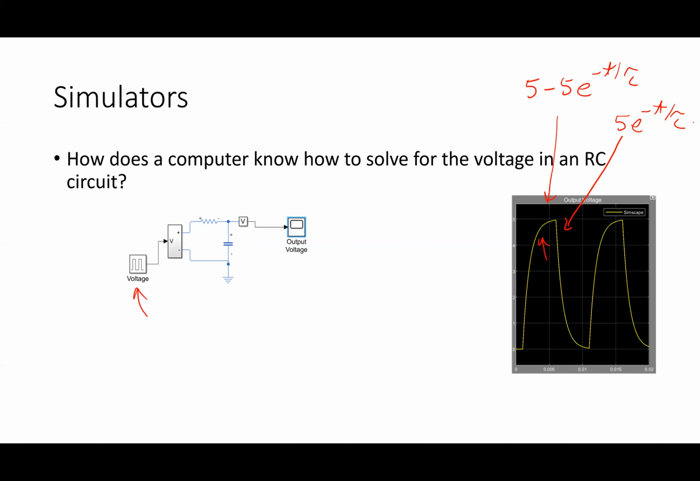So exact solutions aren't what computers do. It's impractical to do it that way. The computer needs a numeric way of approaching this. In other words, computers don't ever deal with t. What is t? If I say the voltage here is 5 minus 5 e to the negative t over tau, what kind of number is t? Real number, imaginary number? Real number, right? In other words, a computer can never have real numbers, right?